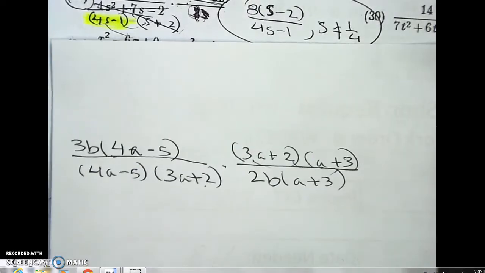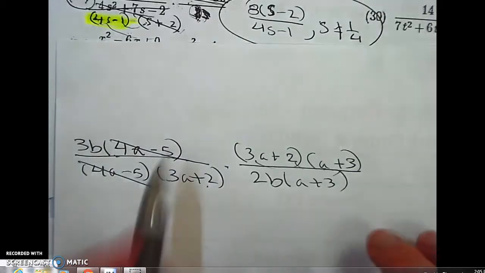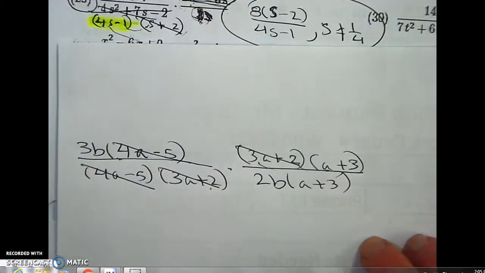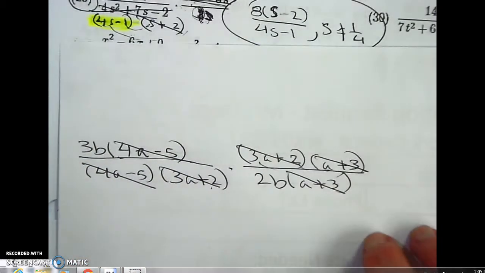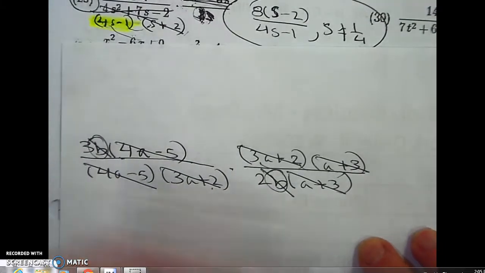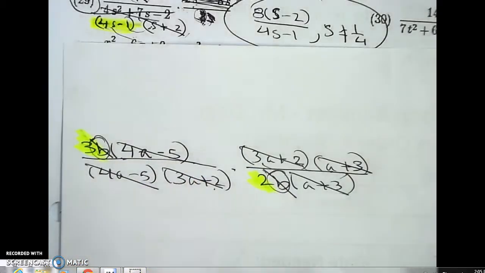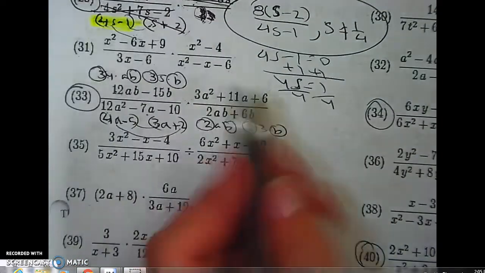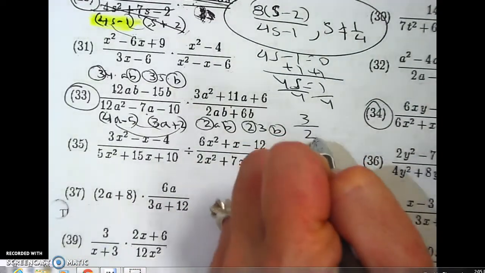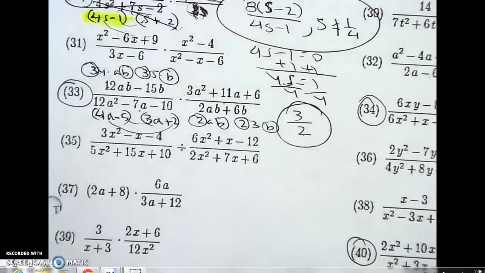Okay, I know I didn't show that very clearly, I apologize. All right, let's write what's left. So 4A minus 5, crossing off. 3A plus 2, crossing off. A plus 3, crossing off. B on top multiplied, B on bottom multiplied, cross off. I'm only left with a 3 over 2. That simplified a lot. So my answer is 3/2, and there's no variable in the denominator. I'm done. Okay.